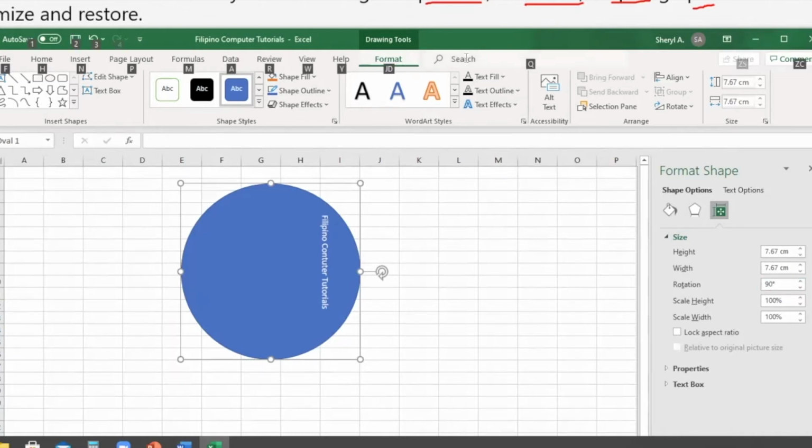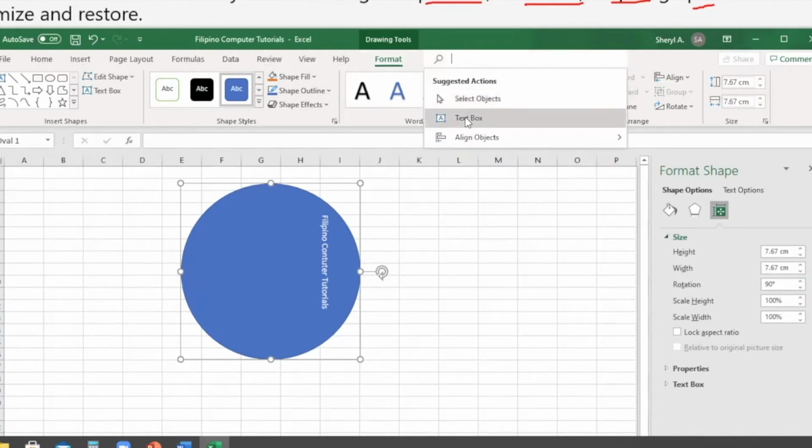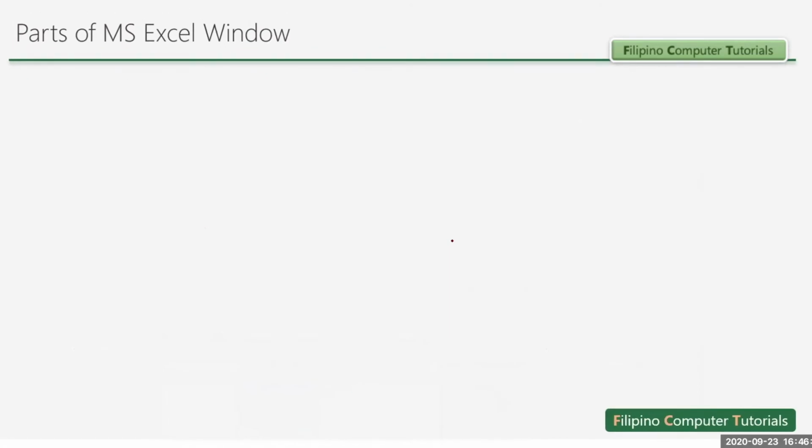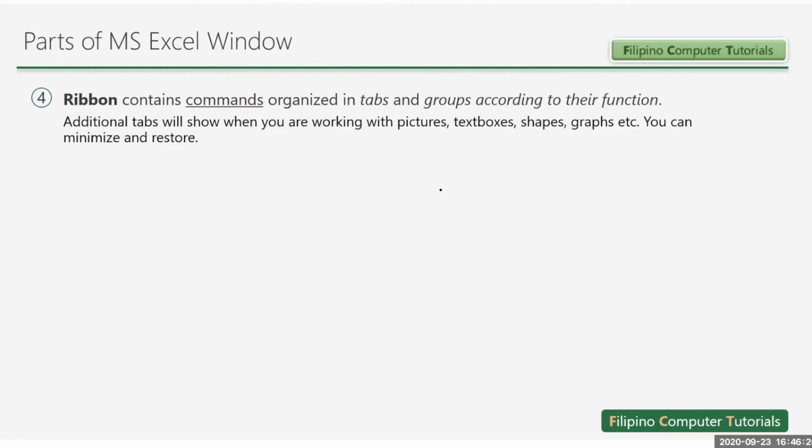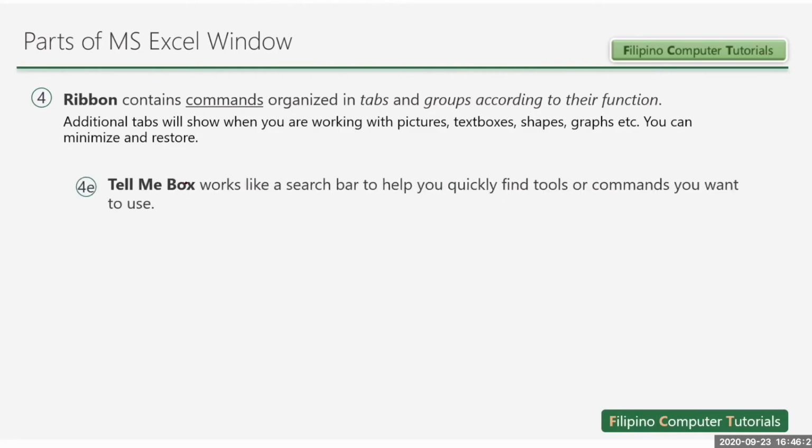Then, we have this one. This is called Tell Me Box. Let's see the definition of Tell Me Box. Dahil part siya ng ribbon pa din, Tell Me Box works like a search bar to help you quickly find tools, okay, or commands that you want to use, like search bar.